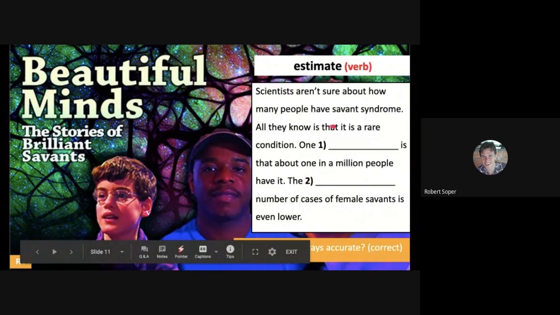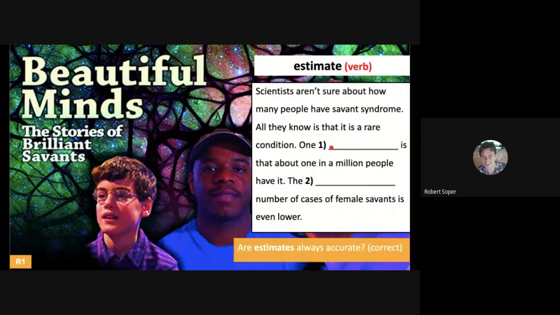So let's move back here to number one. Notice that I said one estimate. One estimate is that about 1 in 1 million people have it. By saying estimate and not estimate, what I'm signaling there is that I'm using the noun. It's still spelt the same way, it's just pronounced a little bit differently. So here we should have one estimate. And again, the key is it's coming before the be verb, so it's the subject, one estimate.